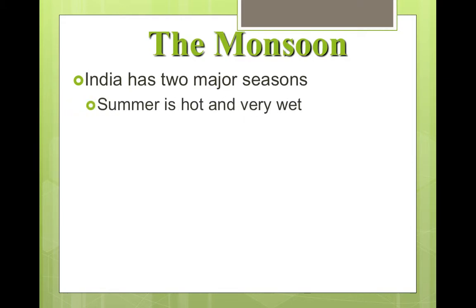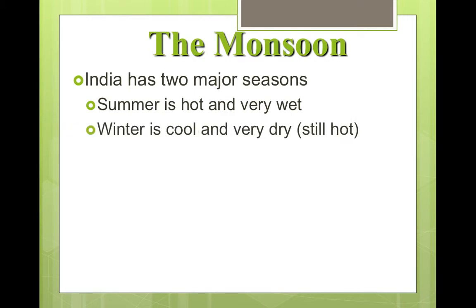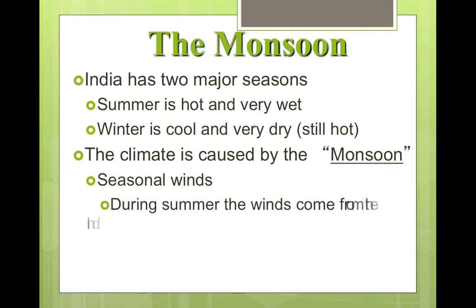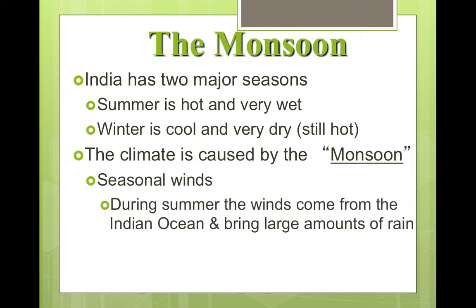But monsoons are known in India, but what the heck are they? India has two major seasons: summer, which is hot and very wet, and winter, which is cold and very dry. And their cold is very different than my cold and your cold. This climate is caused by the monsoon seasons. Monsoons are seasonal winds, and these seasonal winds are brought up from the Indian Ocean, and they bring with them large amounts of rain.